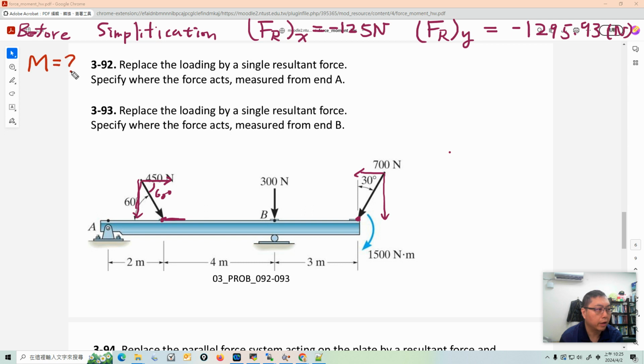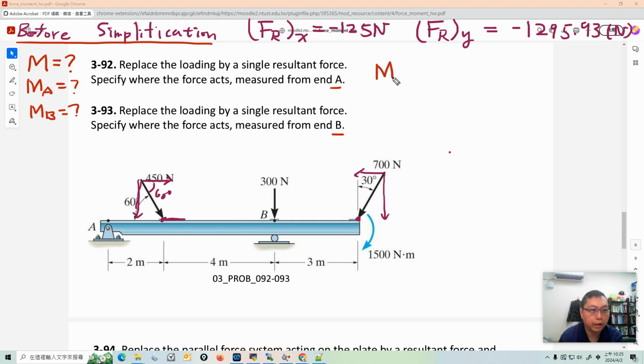Because these two problems have different reference points, we have to calculate MA and MB before simplification. What are MA and MB? That means the total moment of the system, one with the reference point at A, the other with the reference point at B. Let's start with this problem.